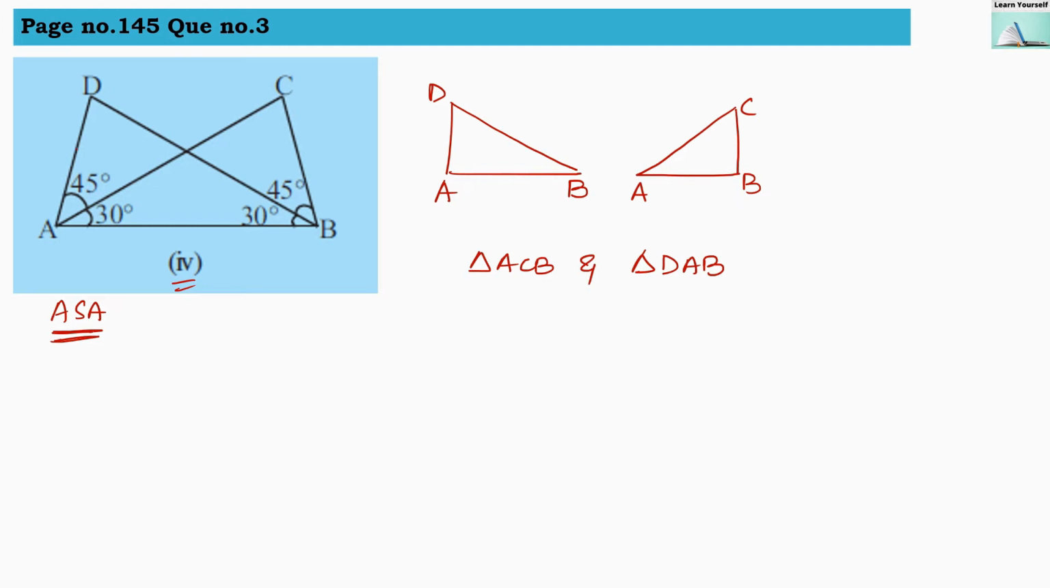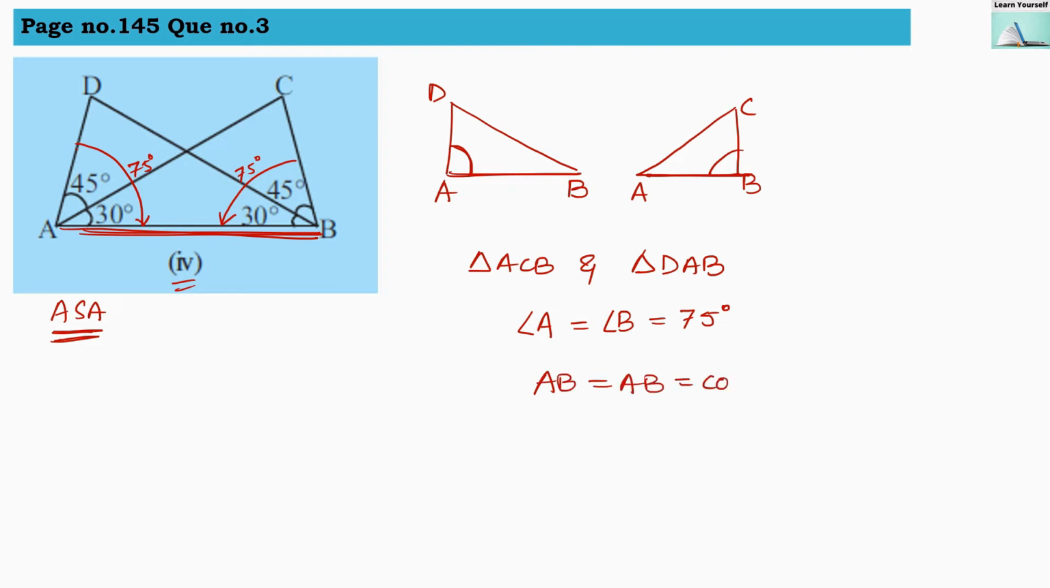If we are considering this full angle, angle A and angle B, then in this the full angle is 45 plus 30 degrees, and in this also angle B is 45 plus 30 degrees. So both angles are 75 degrees. If I write angle A equals angle B, they both equal 75 degrees. We got one angle here. Now in both of these triangles, line segment AB is common. So I can write AB is equal to AB because it is a common side in both the triangles.